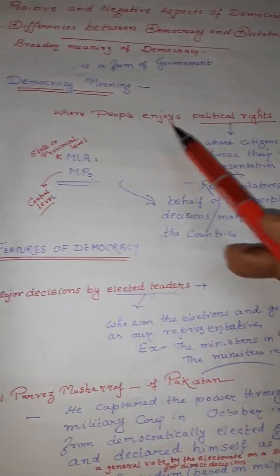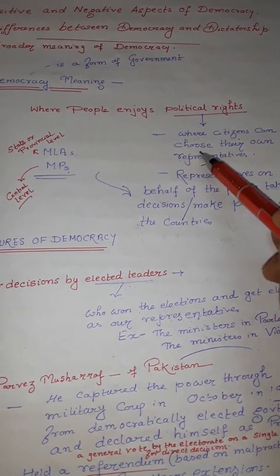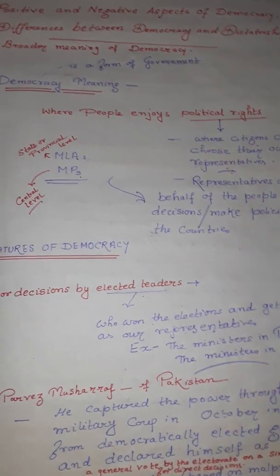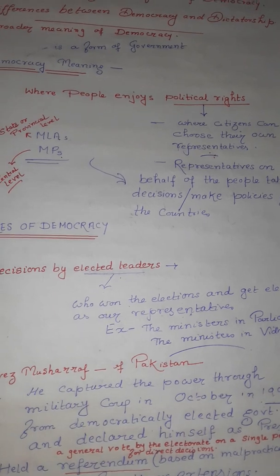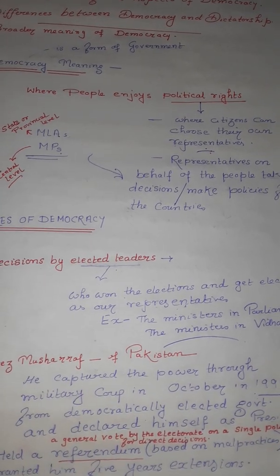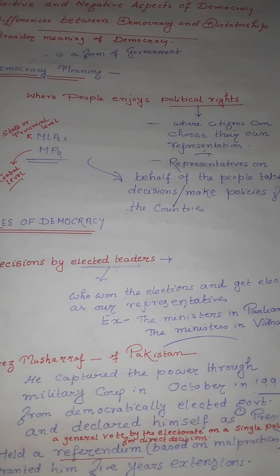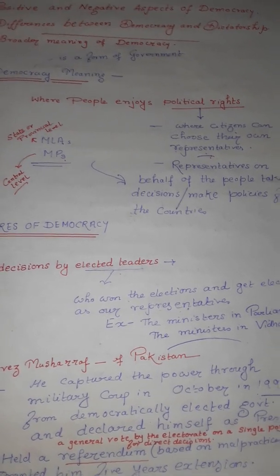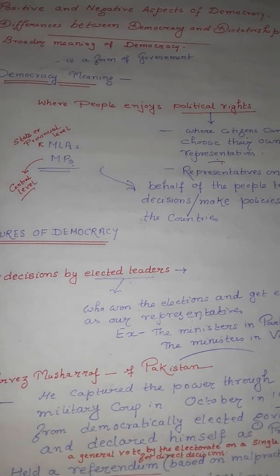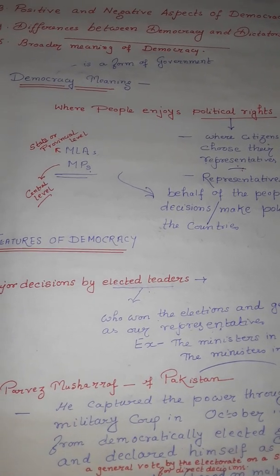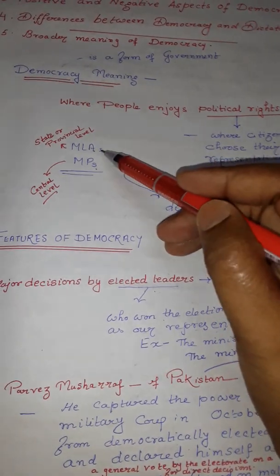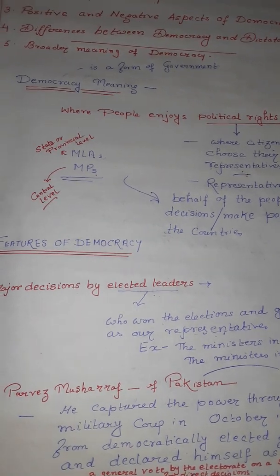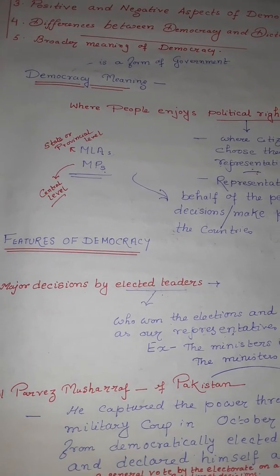Now, democracy means where people enjoy political rights. Now, what do you mean by political rights? Political right means where citizens can elect their representatives. Okay, now who are those representatives? Representatives are those candidates who, on behalf of the people, generally get selected, and on behalf of the people, they make laws for the country. Okay, now they are the representatives. Here the representatives in India are the MLAs and the MPs. Okay, MLAs for the state level and the MPs for the central level, that is, member of parliament.